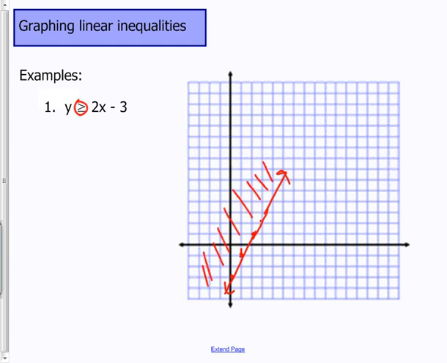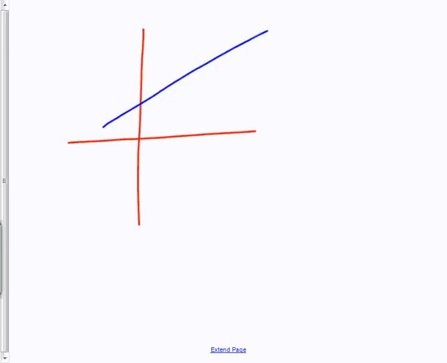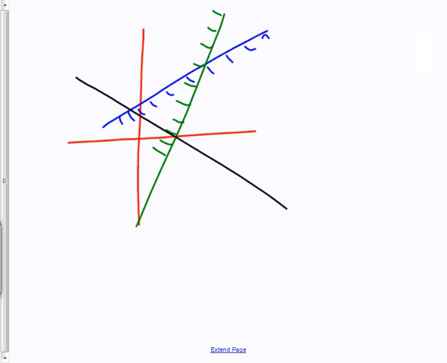Now I recommend you just shade lightly like that, that you don't darken in the whole thing, because where we're going with this is you're going to end up with problems where you'll shade in one equation on this side of the line, and then you're going to have another equation on the same graph where you shade on this side of the line, and then you'll have a third equation on the graph, and you'll shade above that one, and then you'll have to look where they all intersect.